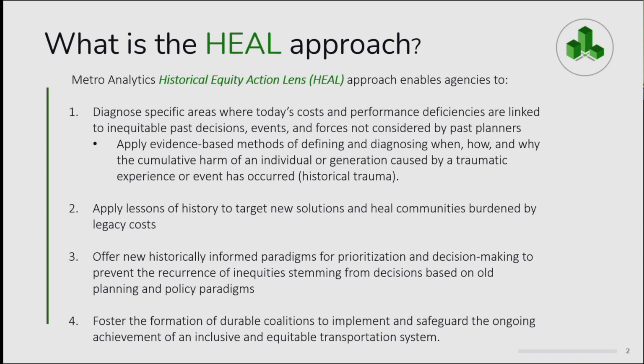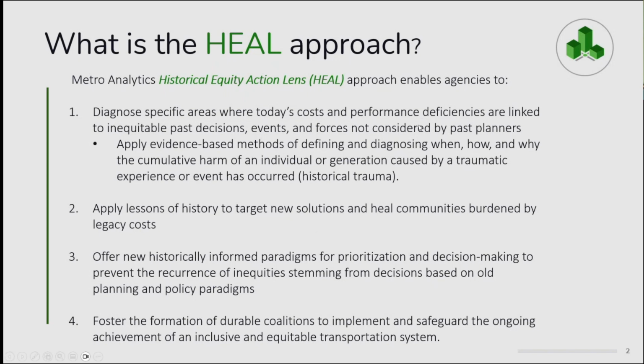So it applies evidence-based methods when we're diagnosing when, how, and why the cumulative harm of an individual generation can be caused by traumatic experiences or historical trauma that has happened over time. That can be trauma from natural events, resilience-type things like hurricanes, floods, and tornadoes, or human events like the construction of a highway that has bisected a community, or a railroad. Sometimes it's environmental trauma, where people have been subject to air quality issues, noise, gentrification, dislocation. All of these things happen in communities and they affect the impact of the transportation system on the community.